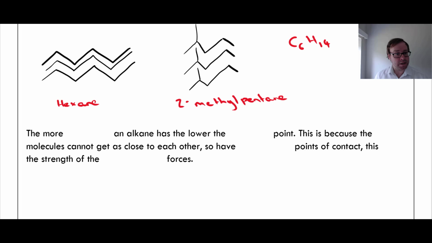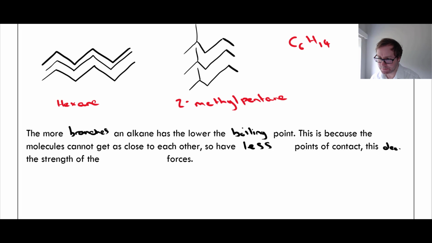The reason why I got you to do that is because of this down here. So the more branches an alkane has, the lower the boiling point. This is because the molecules cannot get as close to each other, so have less points of contact. This decreases the strength of the intermolecular forces.